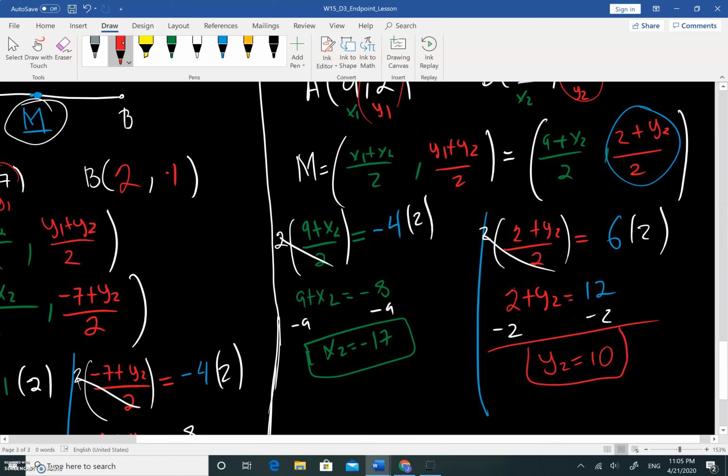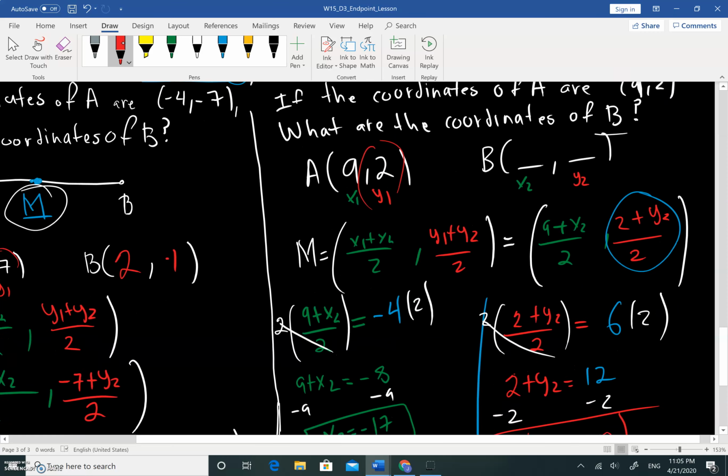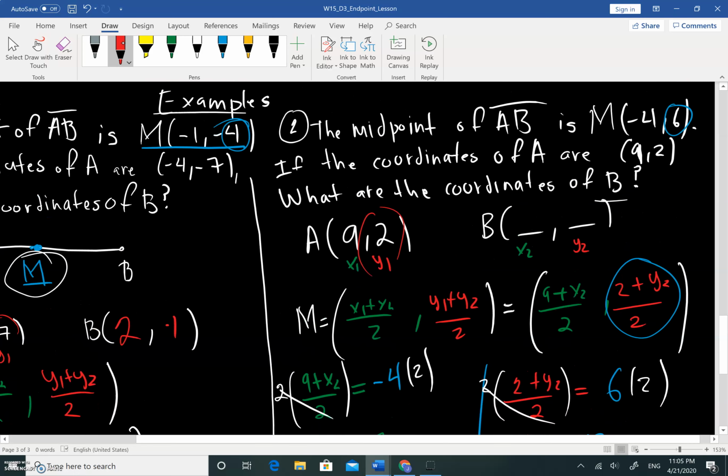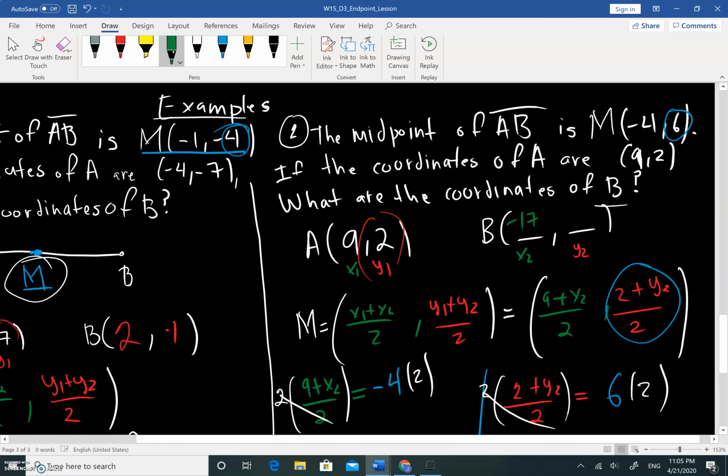So remember, these two separate x and y values are not the answer. The answer is the coordinate itself. So in this case, I would have to write them as a coordinate. So the answer is going to be (-17, 10). And that's pretty much it.